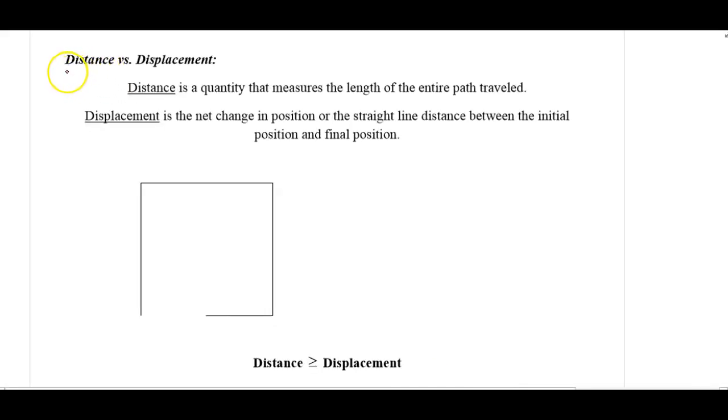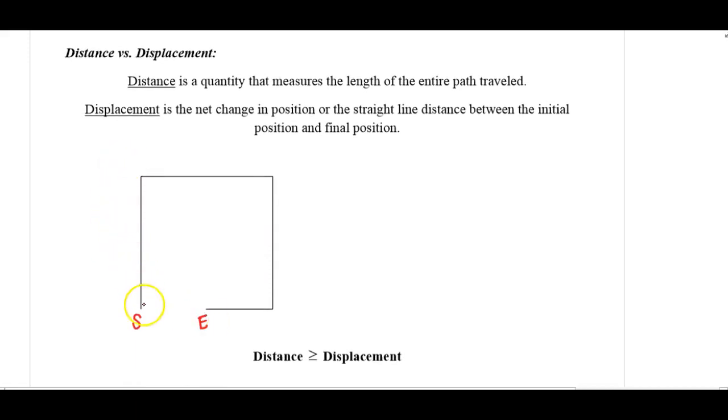Alright, now let's talk about the difference between distance and displacement. Distance is a quantity that measures the length of the entire path that's traveled, as opposed to displacement, which is the net change in position, or the straight line distance between the initial position and the final position. Let's imagine that this is a path that we're about to take. I'm going to say this is the starting point and this is the ending point. We'll say this vertical distance here is 10 feet. This one's 10 feet, 10 feet, and then this little distance here is 5 feet.